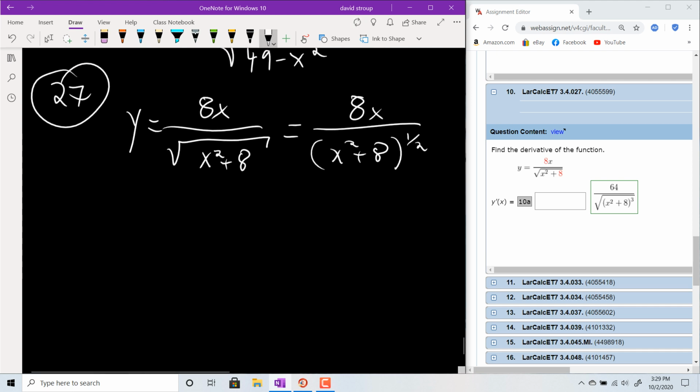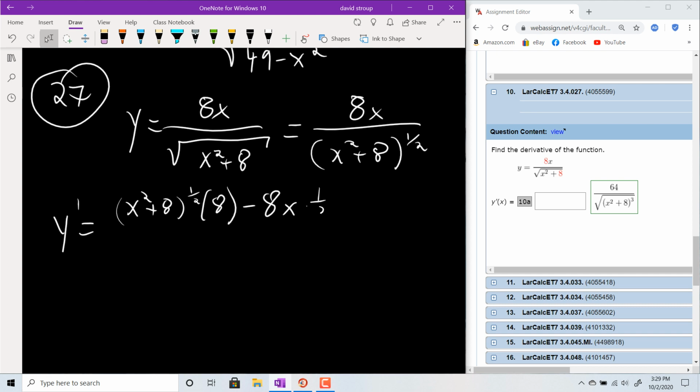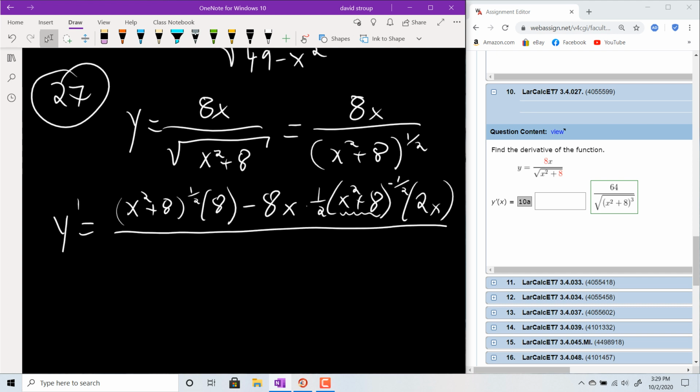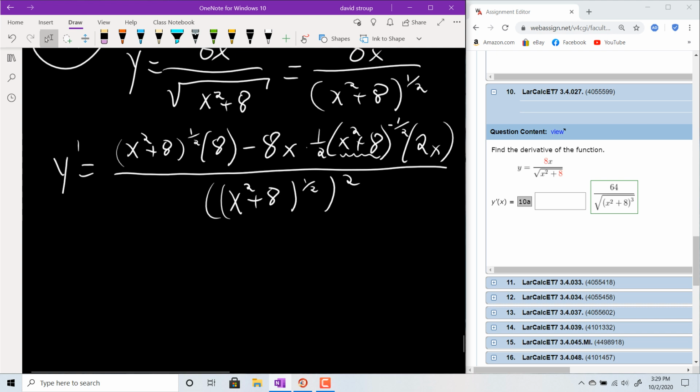And then it's low d high minus high d low. Okay, so low x squared plus 8 to the 1/2 times the derivative of the high minus high times the derivative of the low. 1/2 times x squared plus 8. 1/2 minus 1 is negative 1/2, and then I have to tack on the derivative of the guts. So there's the chain rule for you. All over the bottom squared. And you need to simplify that. You cannot work with that.